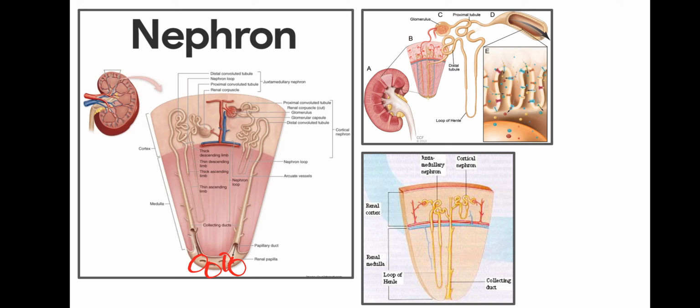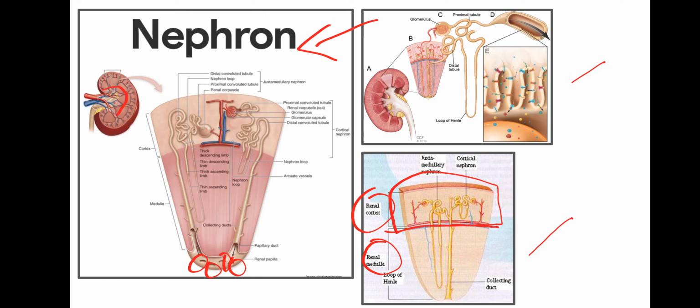So this is all to show the nephron, and this is also the nephron, just to show the medulla and cortex. Very easy. This part is the renal cortex. Outside here, this C shape is the renal cortex. Inside here is the medulla.